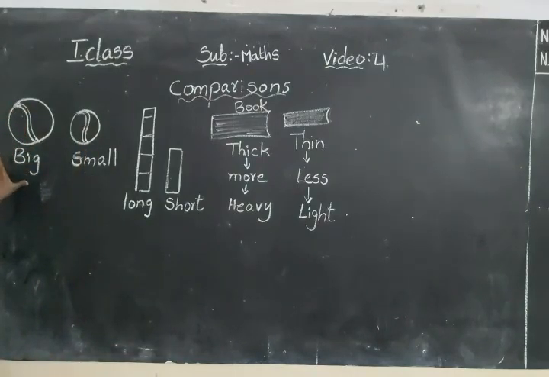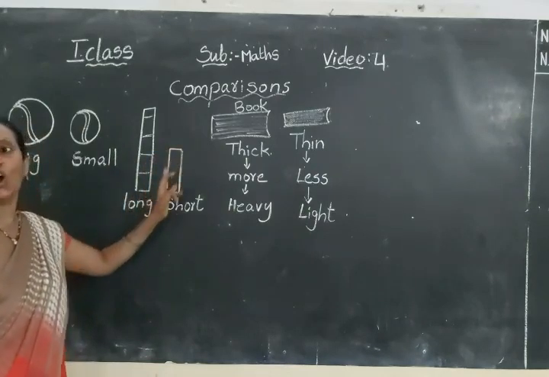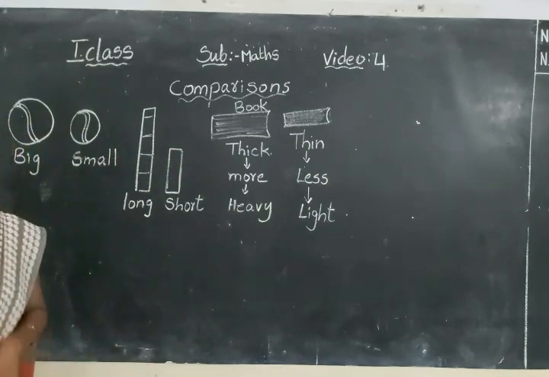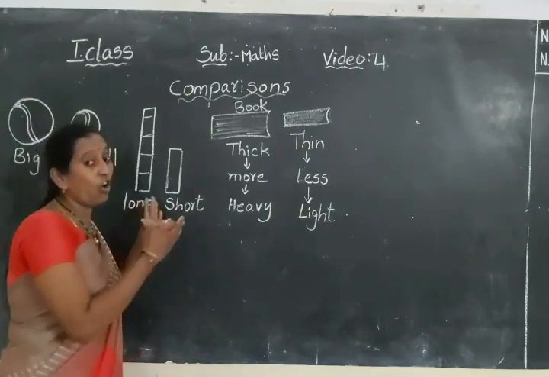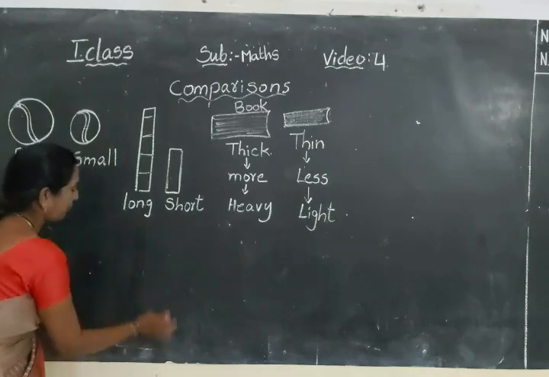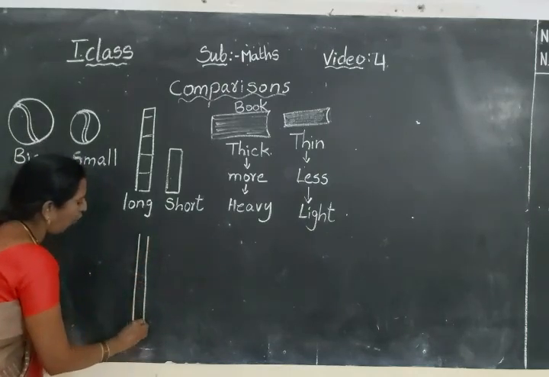Again I tell this one. This ball is big. This ball is small. You are comparing these two objects, like this long scale, short scale. You are comparing these two objects. And one more thing is tall, short. See here, this is nothing but long.